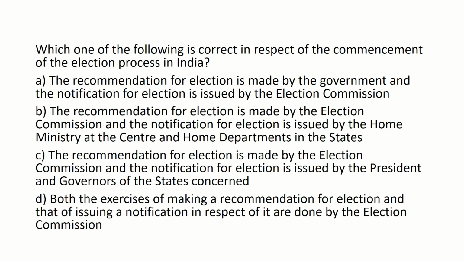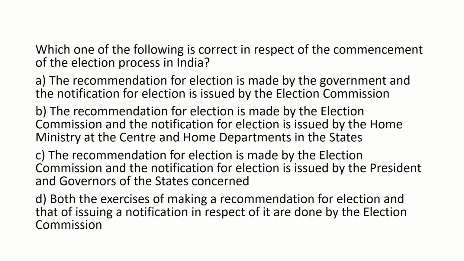Which one of the following is correct in respect of the commencement of the election process in India? Option A, the recommendation for election is made by the government and the notification for election is issued by the Election Commission. Option B, the recommendation for election is made by the Election Commission and the notification for election is issued by the Home Ministry at the center and Home Departments in the states. Option C, the recommendation for election is made by the Election Commission and the notification for election is issued by the President and governors of the states concerned.